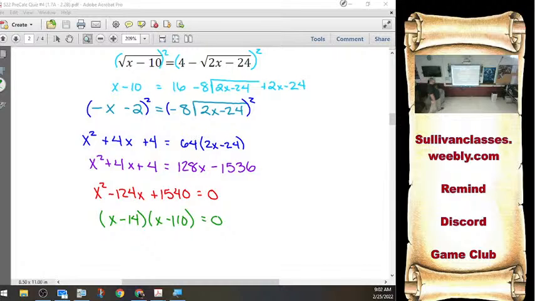So I know it's factorable. The catch with it was when I had 14 and 110. I have an even radical in my original equation. I have to make sure that I check my answers. So, shove 14 in there. 14 minus 10 is 4, square root of 4 is 2. 14 times 2 is 28. 28 minus 24 is 4. Square root of 4 is 2. 4 minus 2, yes, is 2. Checks out. Throw in 110. Square root of 100 is 10. 220 minus 24 is 196. Square root of 196 is 14. 4 minus 14 is negative 10. Since 10 does not equal negative 10, when I plug this in, I have to cancel it.